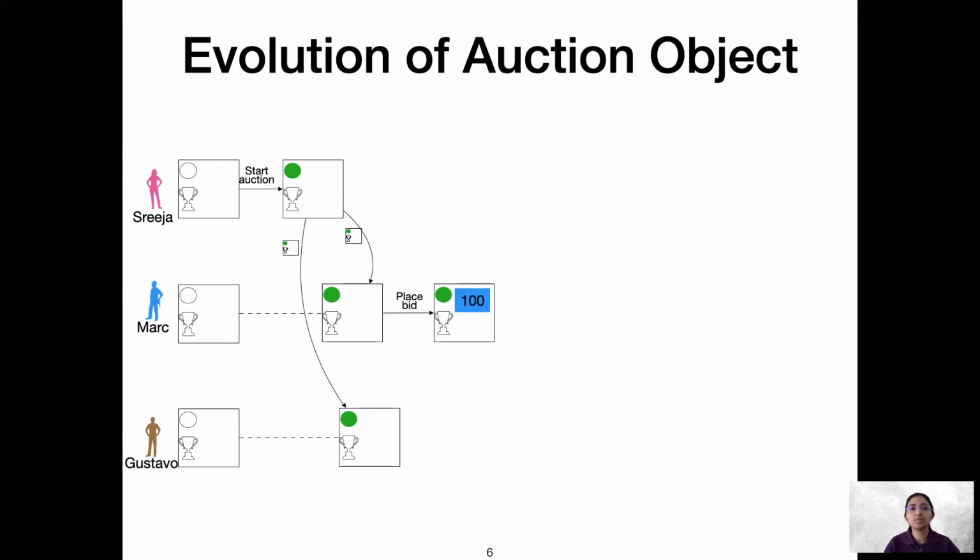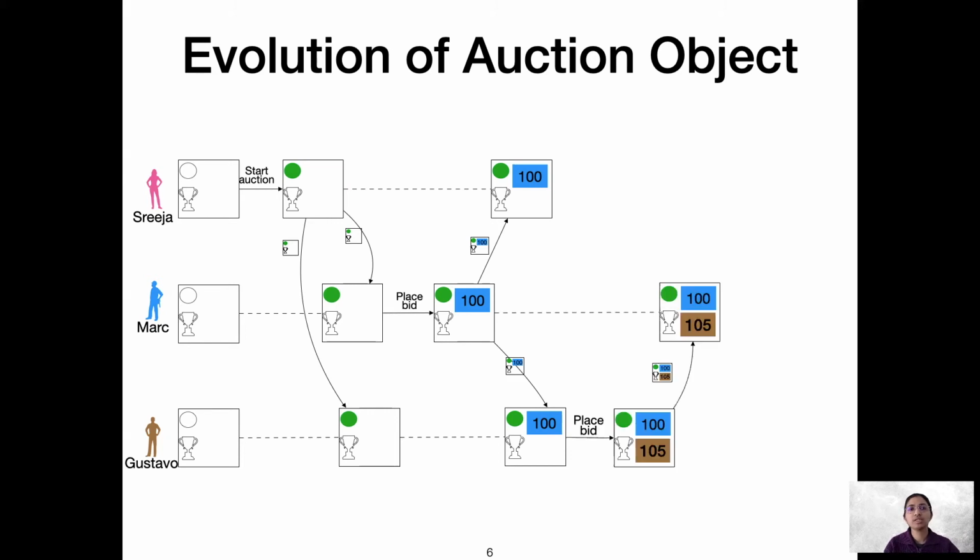Now Mark places a bid of 100 euros, and the state is propagated to Srija and Gustavo, who then merge this into their respective local states. Gustavo places a higher bid of 105 euros, which is propagated to Mark, and concurrently Srija closes the auction, declaring Mark as the winner. Mark receives the updated state from Srija as well, merges them into his own state, and observes that the state is unsafe because the bid with the lower amount wins.